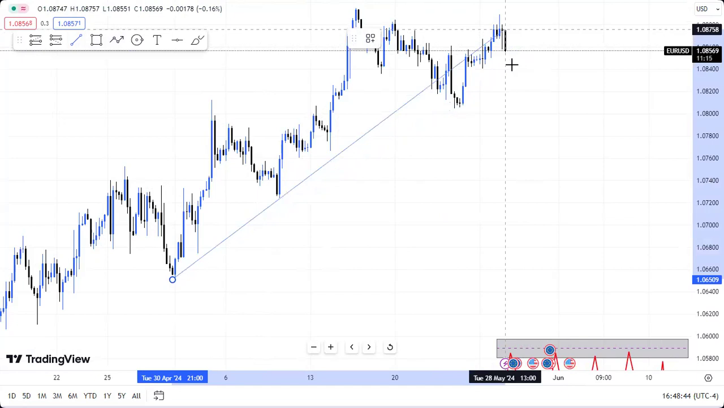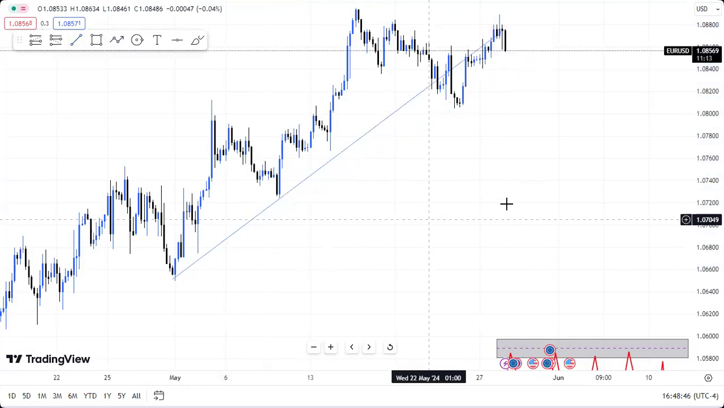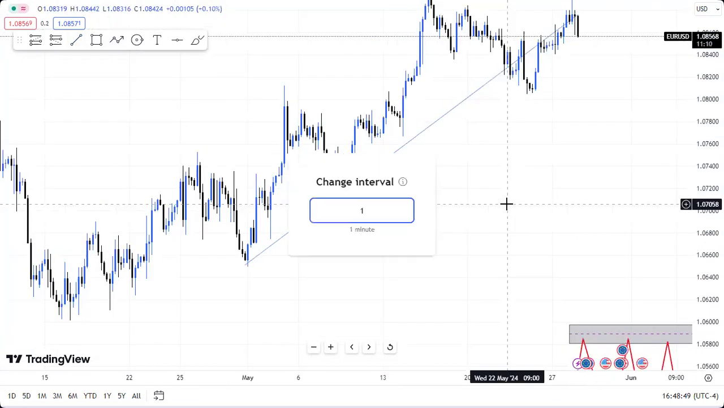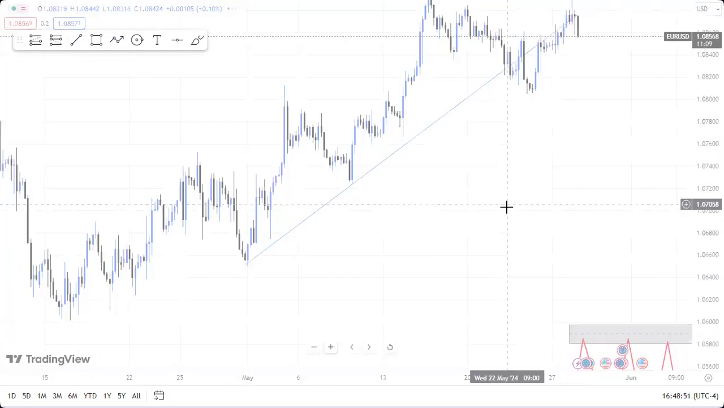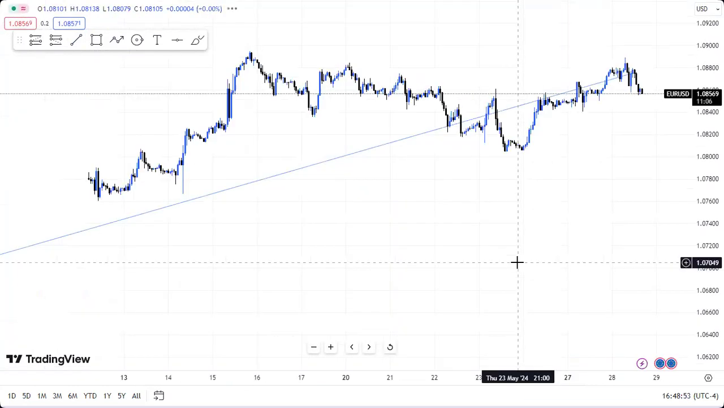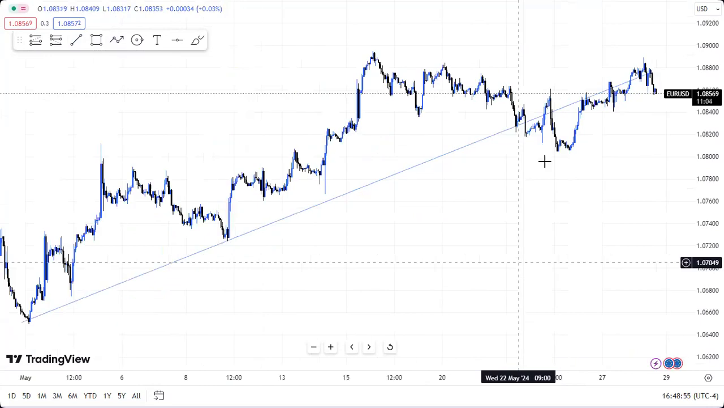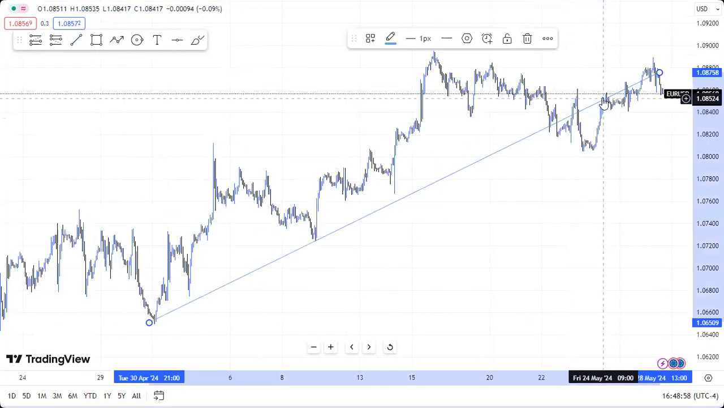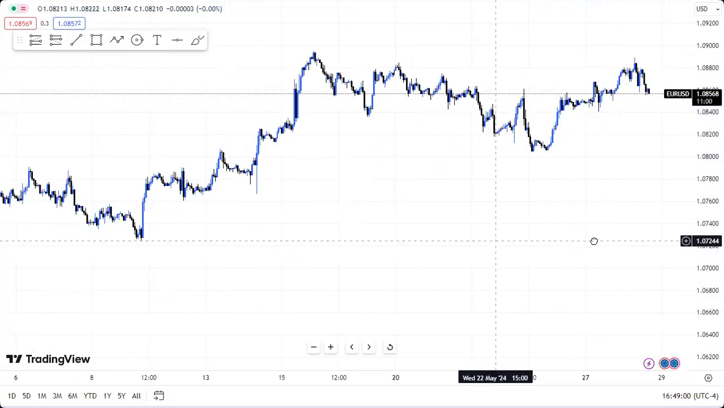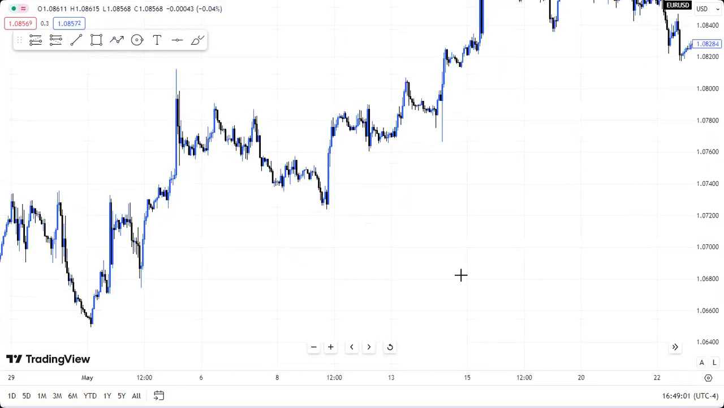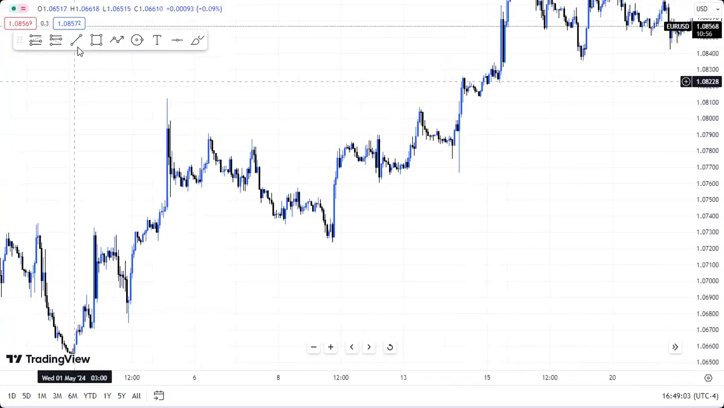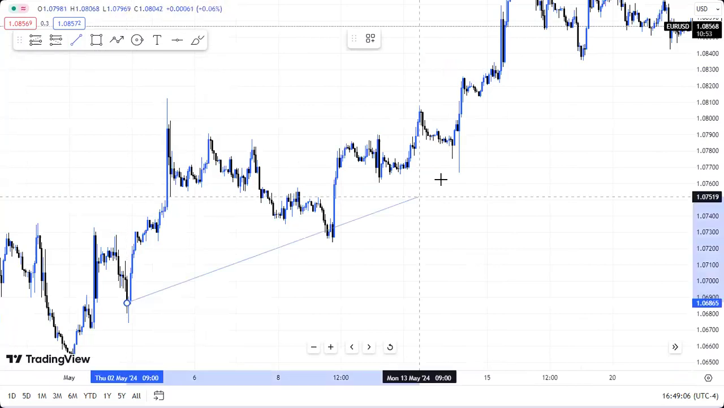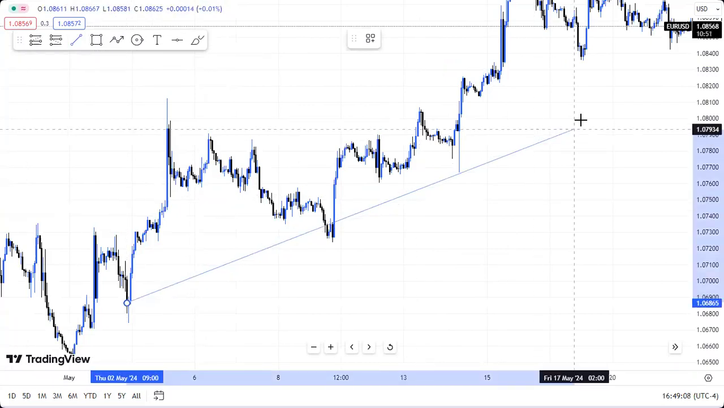You see, it's not kind of clear. Let me move to a smaller time frame. Let me move to a 1 hour time frame so it can be clear. Sorry about this. All right, let me just draw from here. You're going to see from here, this is an uptrend.